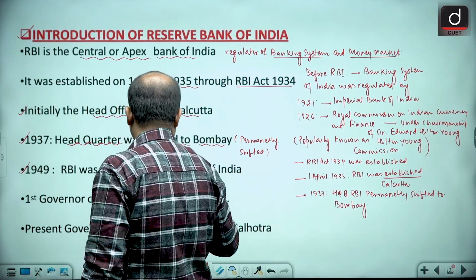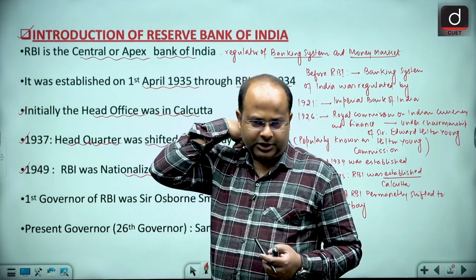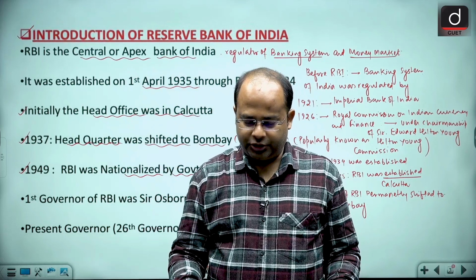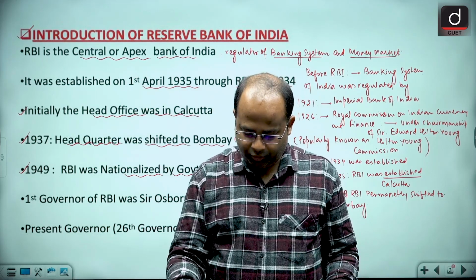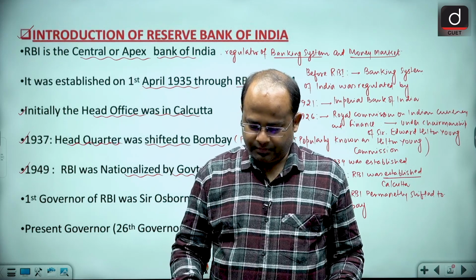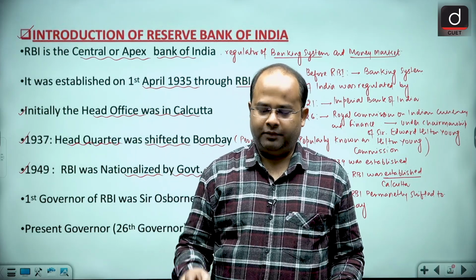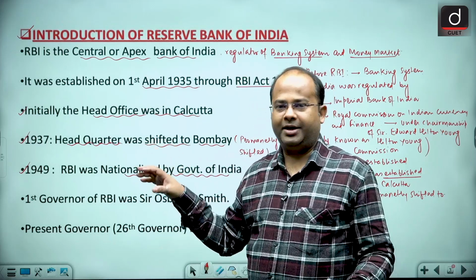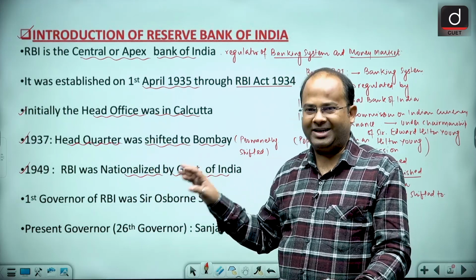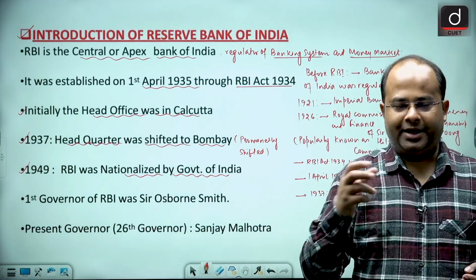So RBI was nationalized by Government of India in 1949. Now what is the meaning of nationalization? Nationalization simply means when the majority of the shareholding, that is 51% and more, is held by Government of India, that is called nationalization. So when majority of the shareholding is held by Government of India, that is called nationalization.